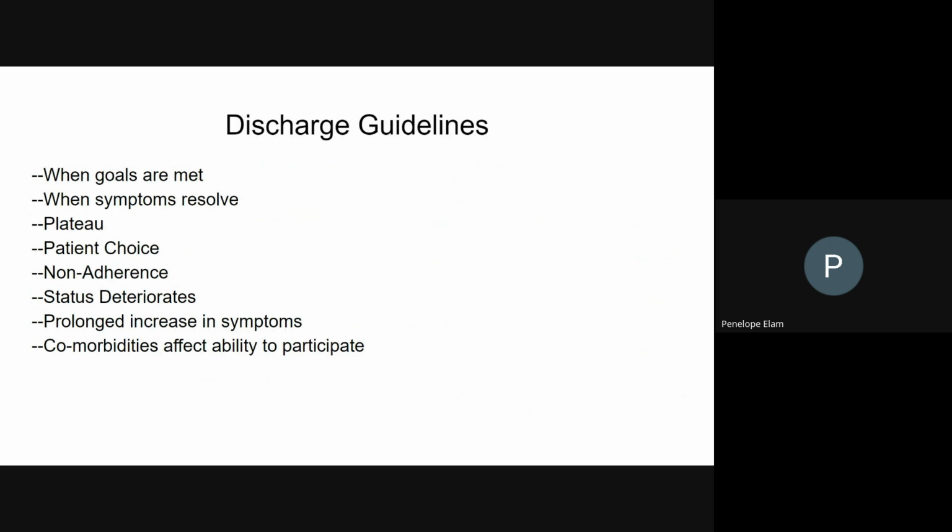So what are your discharge guidelines when you're thinking about a patient with a hypofunction? Obviously, as with any other kind of things with PT, when their goals are met, we're ready to discharge, right? When their symptoms have resolved, if they hit a plateau, patient chooses that they don't want to come back, they're not being compliant or adhering to their home exercise program, if their status deteriorates, if they have a prolonged increase in symptoms. So everything you're doing, it just continues to increase their symptoms. So we're not seeing any improvements or comorbidities that might no longer allow them to be able to participate. So those would all be reasons for discharge.